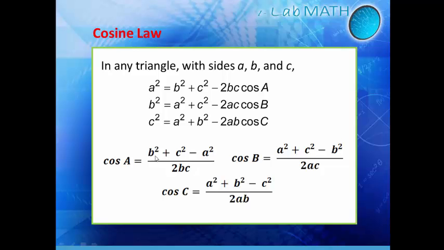Cosine A is equal to B squared plus C squared minus A squared over 2BC. Again, see, B and C here, that's the denominator also, B and C. You have A and C here, that's 2AC. And you have A and B, that's 2AB as the denominator. That's for you to easily memorize the cosine law.